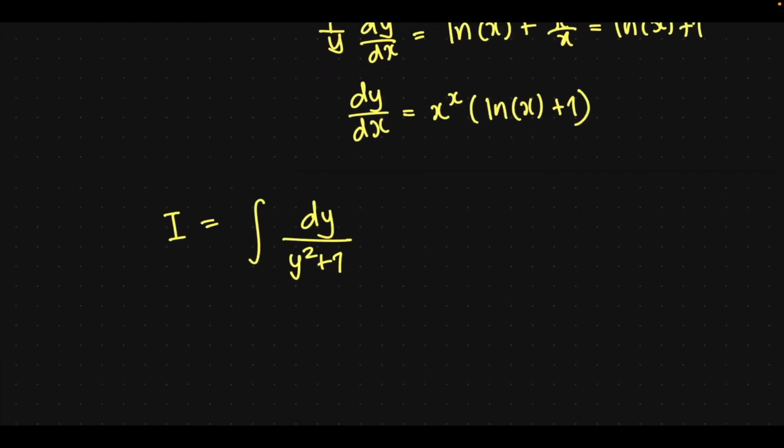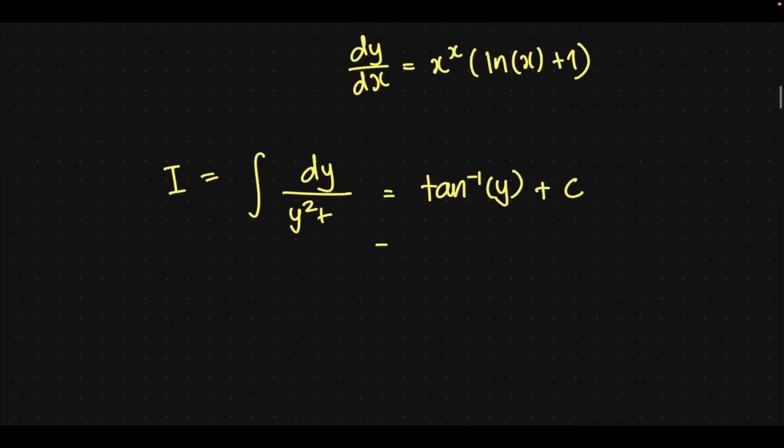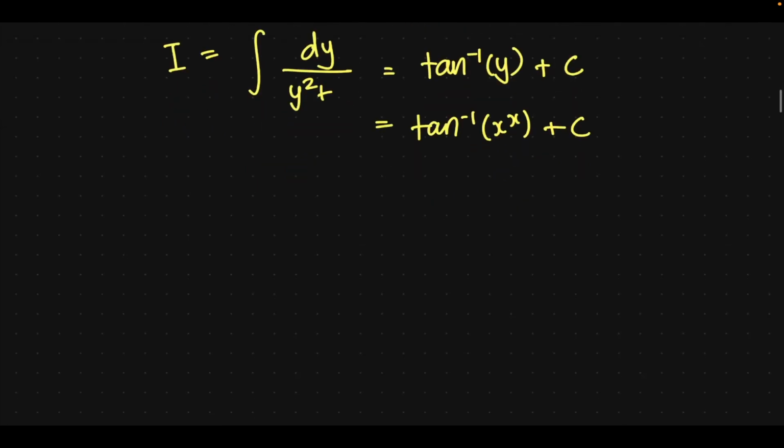And that is pretty simple to calculate. That is just inverse tan inverse of y plus c, and we know what y is. We have to resubstitute back. So tan inverse of x to the x plus c, and that's it. That's how we do it. That's the answer. Moving on to the next one.